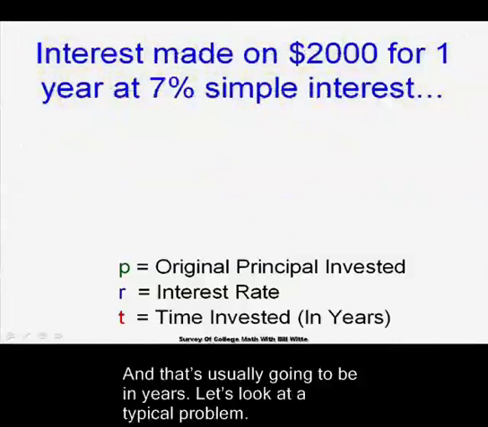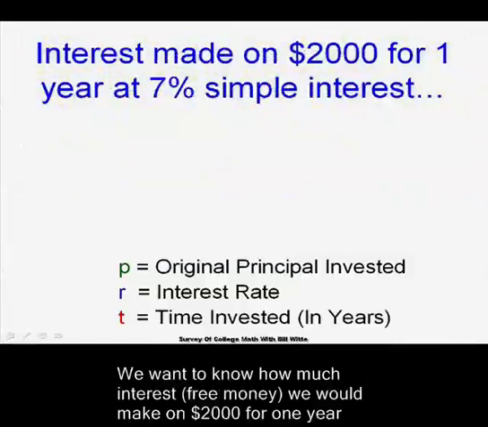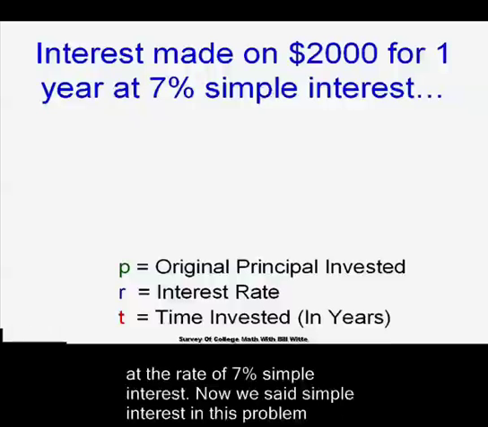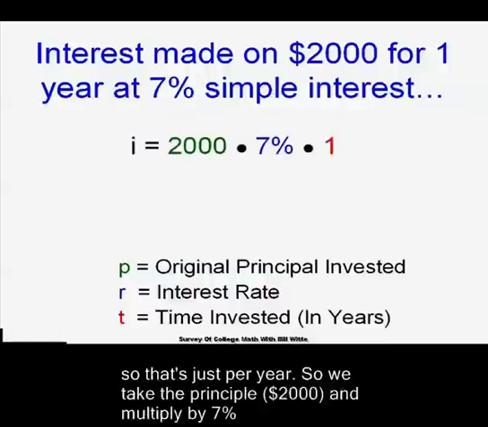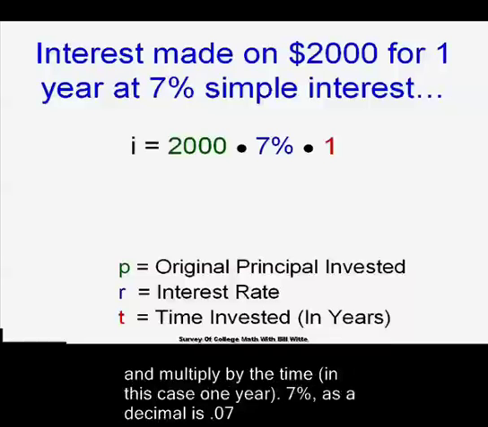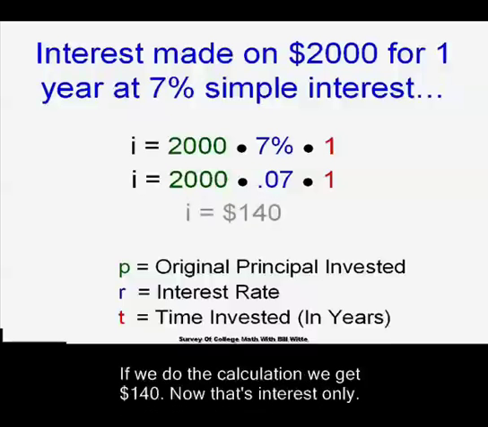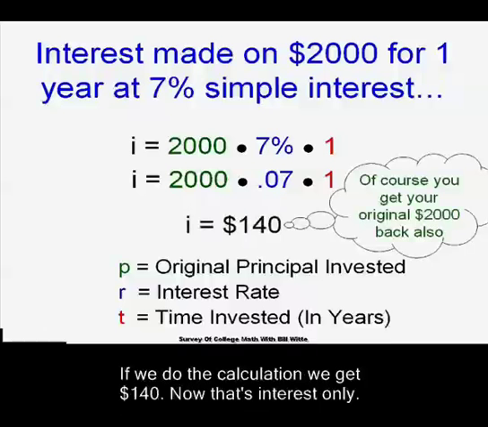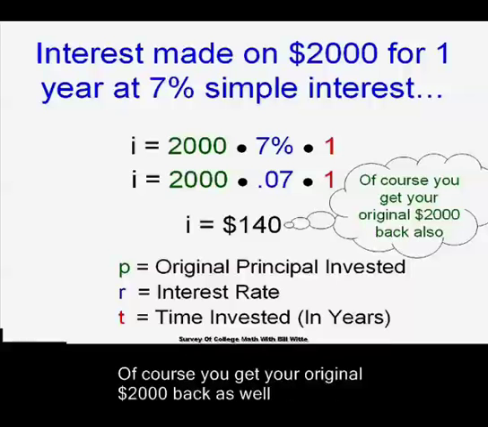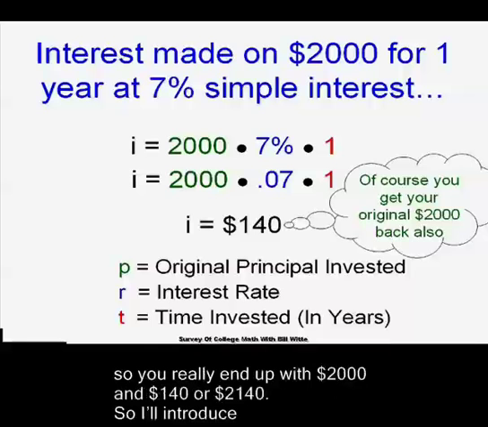Allow me to demonstrate. Let's look at a typical problem. We want to know the interest that we would make on $2,000 for 1 year at the rate of 7% simple interest. Now, they said simple interest in this problem, so that's just per year. So we're going to take the principal, 2,000, multiply by 7%, and multiply by the time, in this case 1 year. Now that 7% is a decimal, 0.07, 7/100ths, remember. We do the calculation, and we get $140. Now that's interest. It's mine, you understand? Mine, all mine. Of course, you get your original 2,000 back also, so you really end up with 2,000 and 140.